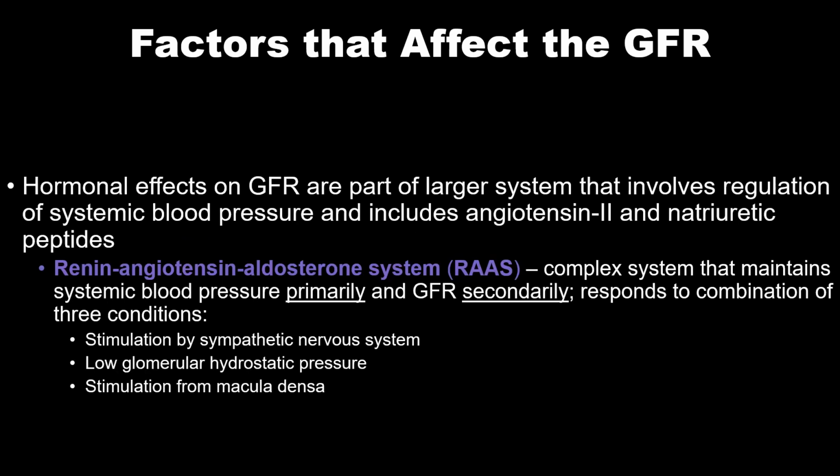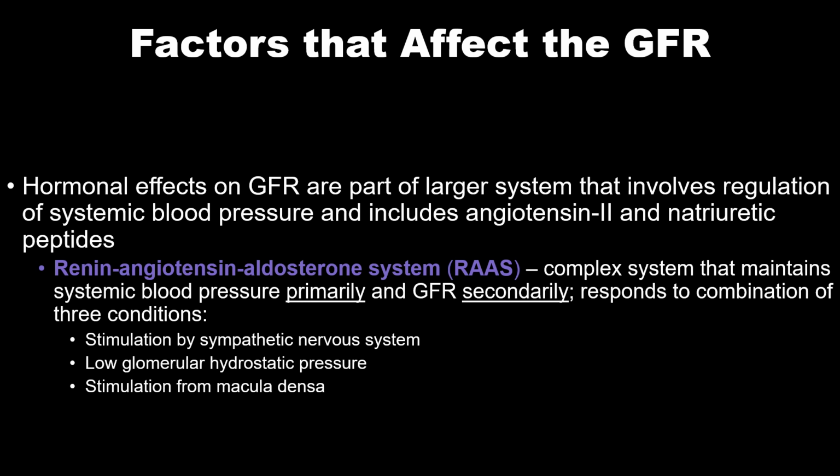Now, there are also hormonal effects that may play on the GFR. Like two of the autoregulatory mechanisms, hormones affect the GFR by adjusting hydrostatic pressure. However, hormones that affect the GFR as part of a larger system that works to regulate systemic blood pressure, like angiotensin 2, which is a major component of the renin angiotensin aldosterone system, the RAAS. And you also have another set of hormones that regulate, consisting of the natriuretic peptides. You remember hearing about these when I talked about ANP being released by the heart.